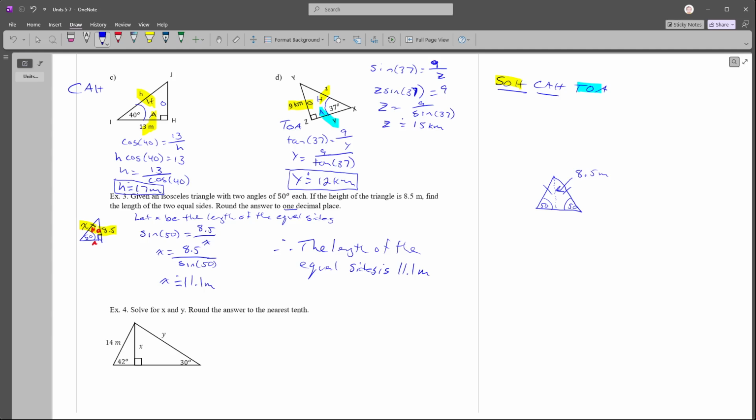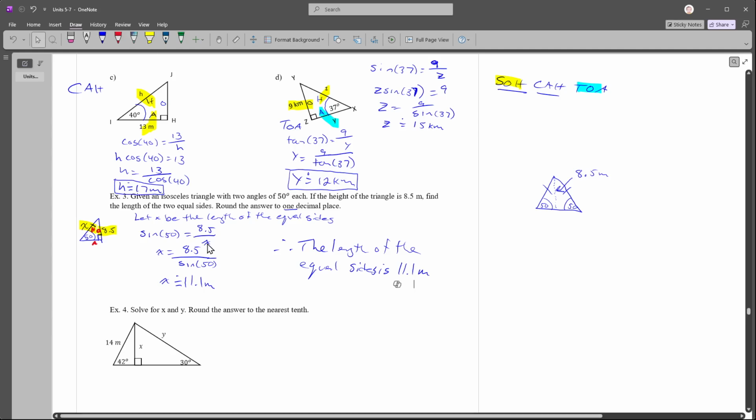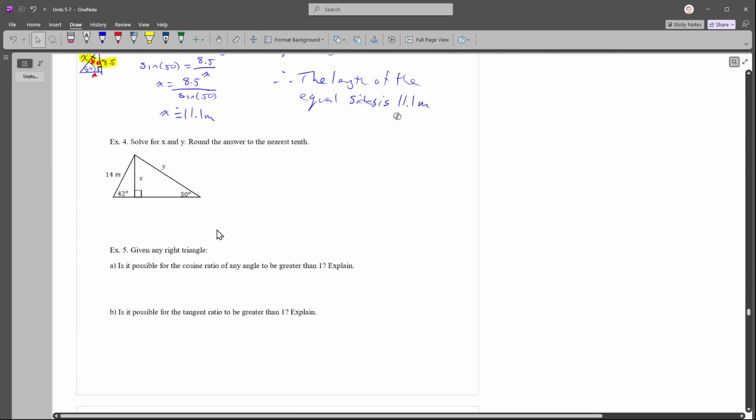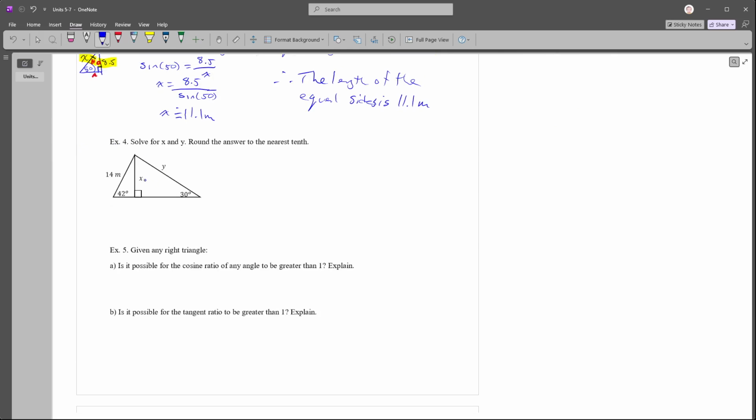Okay, we're going to do 2 more small examples here. So in question number 4 here, solve for x and y. So that means we have to calculate what x and y are. Round the answer to the nearest tenth. That means 1 decimal place. Tenths. Okay, now we have to look at these triangles here. Now it says calculate x and y.